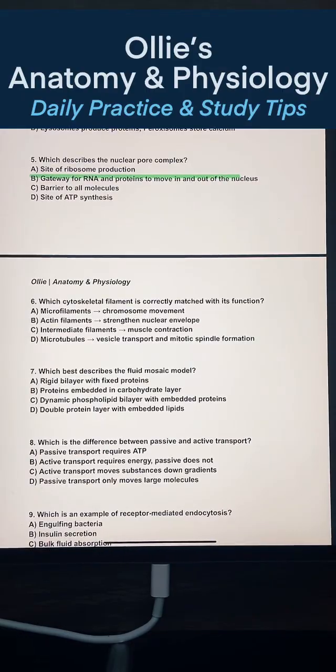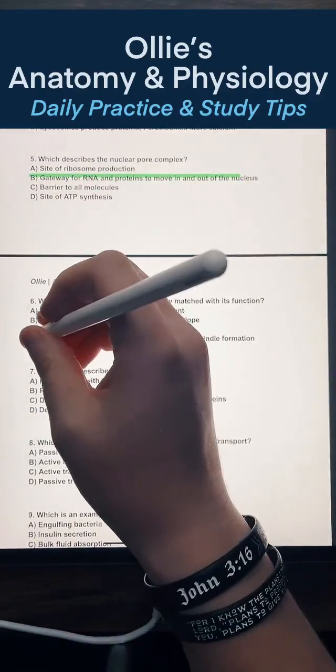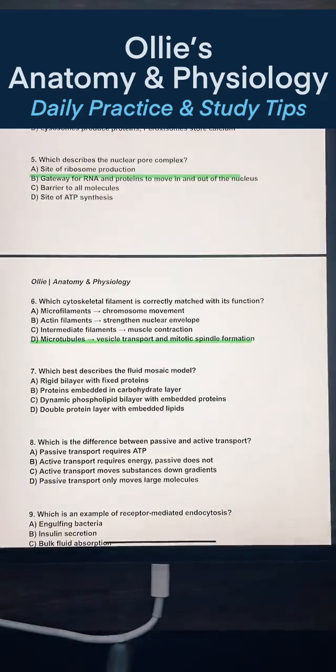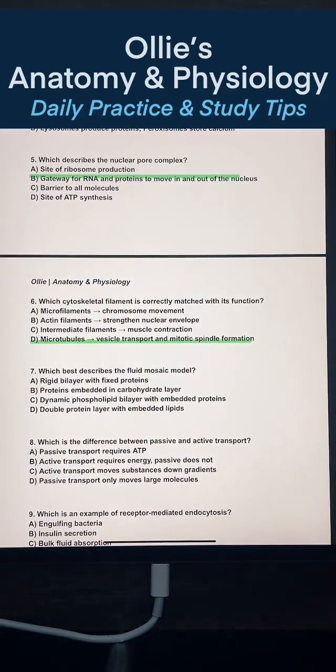Number 6. We're on number 6 now if you're just following along. We're talking about which cytoskeletal filament is correctly matched with its function. The answer is D. It is microtubules paired with the function for vesicle transport and mitotic spindle formation. Microtubules are essentially going to act as tracks for our motor proteins. It's going to form our mitotic spindle as well.